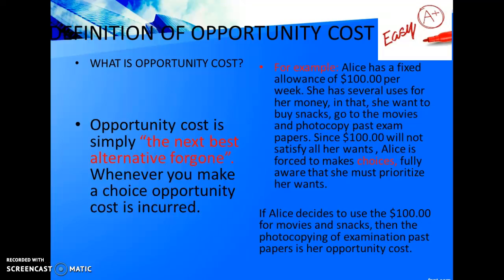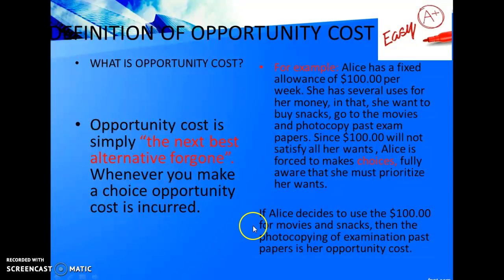Now, we're going to be talking about opportunity cost a little bit, because opportunity cost depicts both scarcity and choice together. So, what is opportunity cost? I define opportunity cost as simply the next best alternative forgone. So it's easy to remember: the next best alternative forgone. That's all you need to remember. Whenever you make a choice, opportunity cost is incurred. And remember, you only make a choice because of scarcity. So we're kind of seeing the relationship, right?